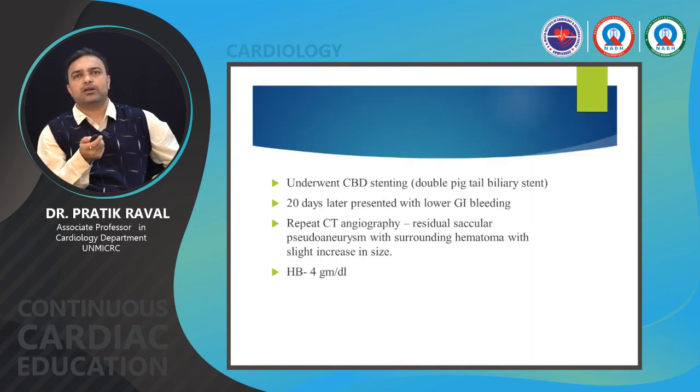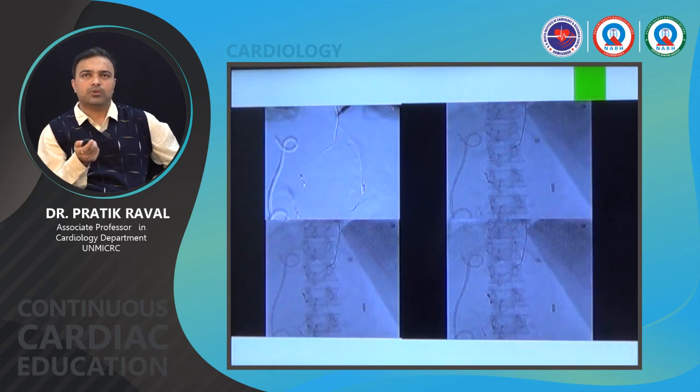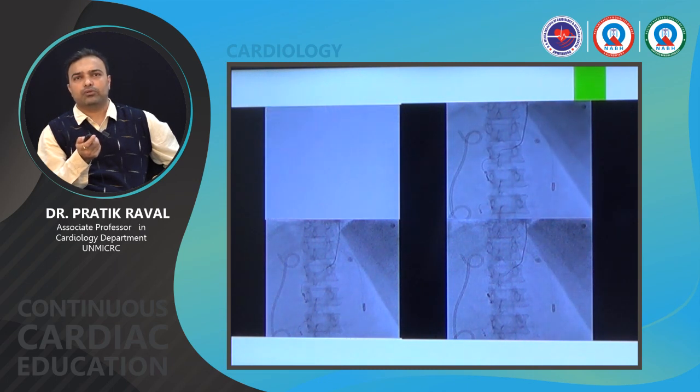And then patient underwent CBD stenting with a double pigtail biliary stent to provide a biliary drainage. However, 20 days later he again presented with lower GI bleed, and repeat angiography showed increase in the size of the pseudoaneurysm. His hemoglobin further dropped to 4 gram per deciliter. We again performed an angiogram and it shows that there was some persistent flow through the pseudoaneurysm.